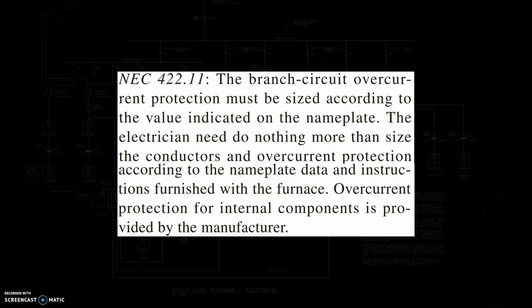So 422.11 tells us the overcurrent protection must be sized to the value indicated on the nameplate. The electrician need do nothing more than size the conductors and overcurrent protection according to the nameplate. Essentially, the manufacturer is on the hook to tell us what size wiring, fuses, circuit breakers we need to provide for this stuff. And we'll talk about where and how you find that information. The nice part is there's not really a lot of calculation that we need to do as the electrician. It's done for us by the manufacturer.